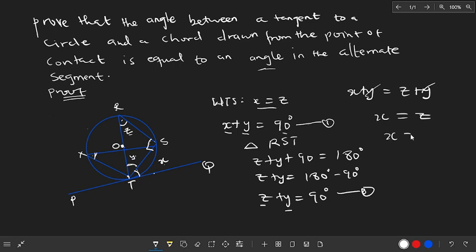So our x is equal to Z. So it means that the angle formed between the chord and the tangent is actually equal to an angle in the alternate segment, right? So hence, proved, right?